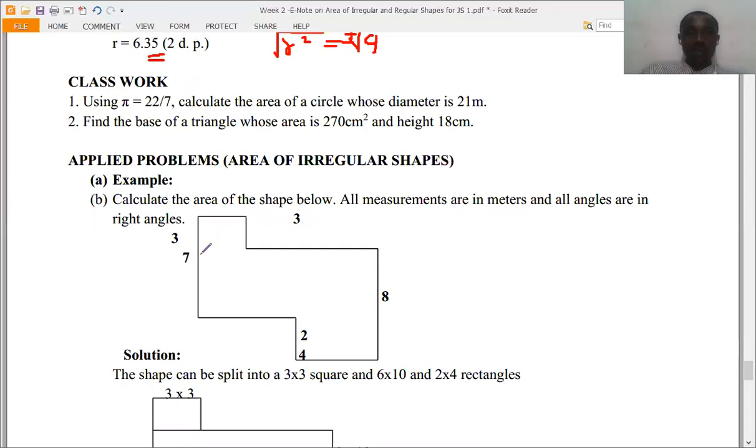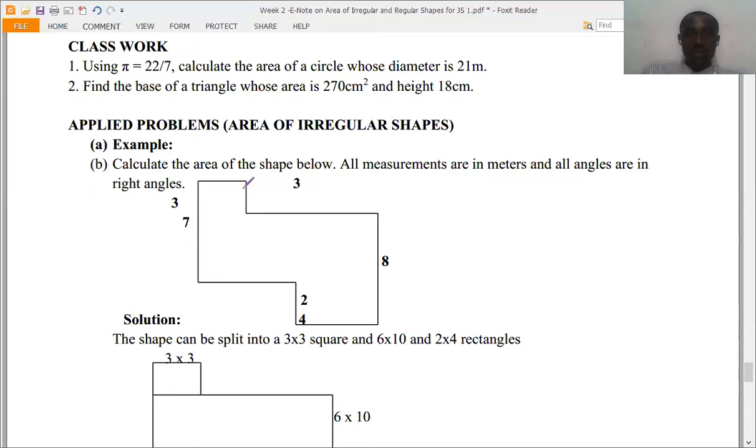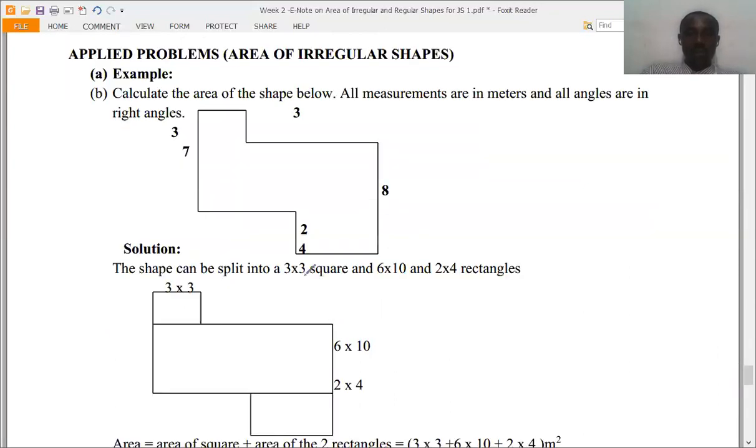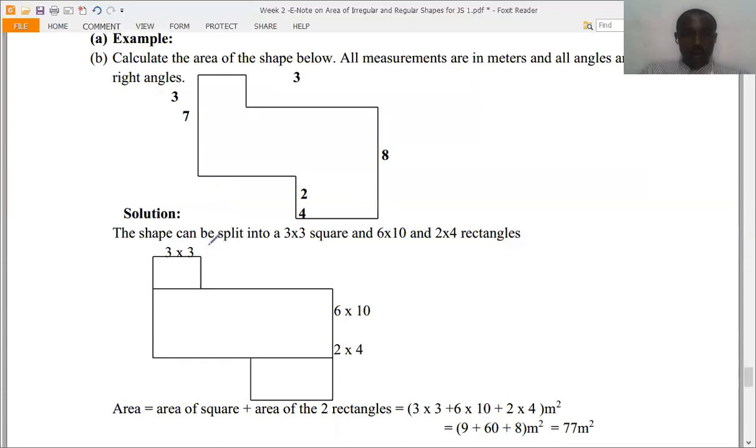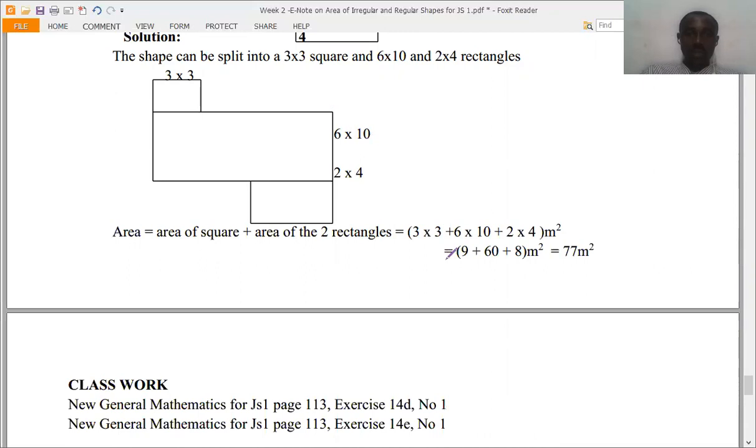So we have this shape. This is 7. All right. Here's 3. Here's 8. Here's 2, and here's 4. So go ahead to solve. We divide the shape into 2. So this is 3 by 3, and this is 6 by 10, and here is 2 by 4. So go further, solve, simplify, get your answer.